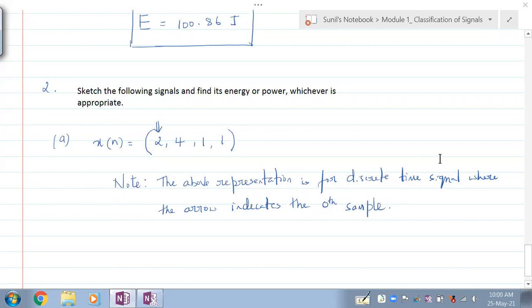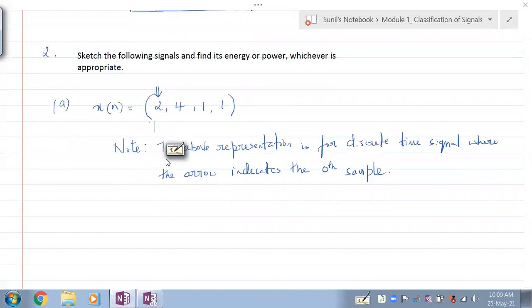Okay, and sometimes instead of giving this arrow from the top, sometimes they do this also. So this also is fine. Everybody understand that? You should understand the arrow can be from downwards or it can even be from the top. Fine. So first sketch the signal it is telling us.